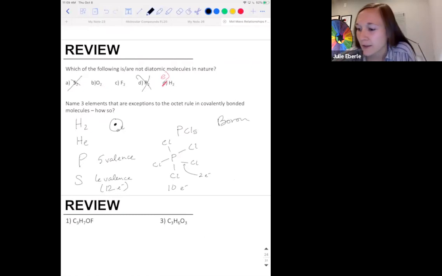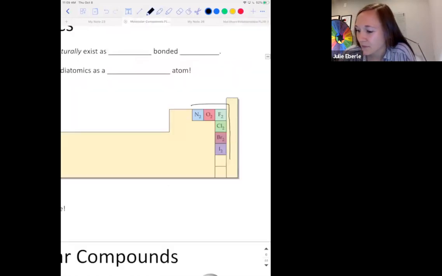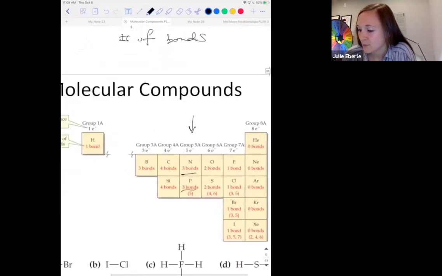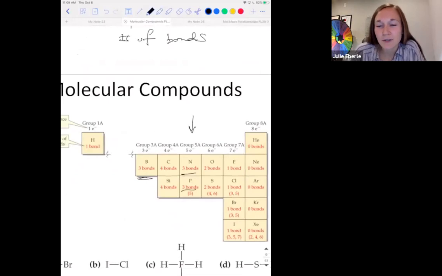Boron, where is boron? Let me go back to this. Right here. Boron is main group 3. B, that's boron. Boron has 3 valence electrons. It's in main group 3, 3 valence electrons. So boron can share all 3. All right, let's draw a picture of that. Here's its 3 valence electron dot structure. If it shares all 3, let's say in bonds to hydrogen.